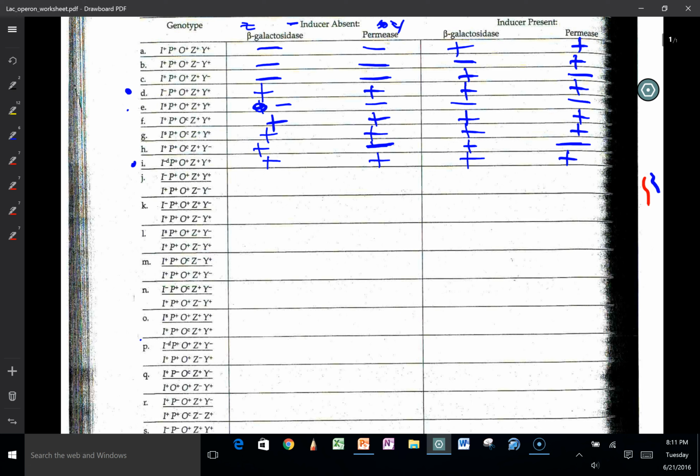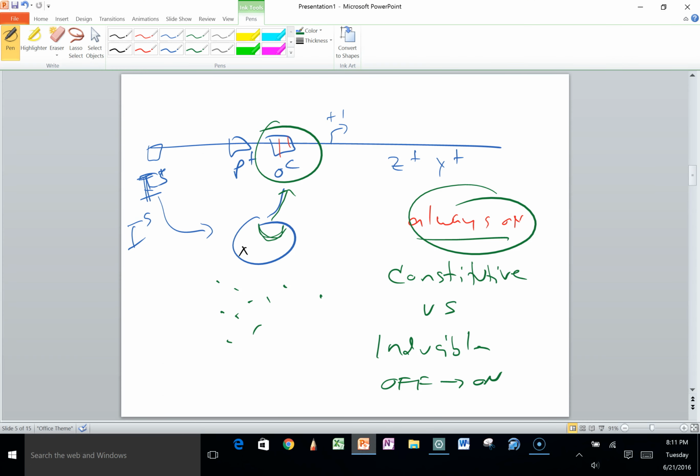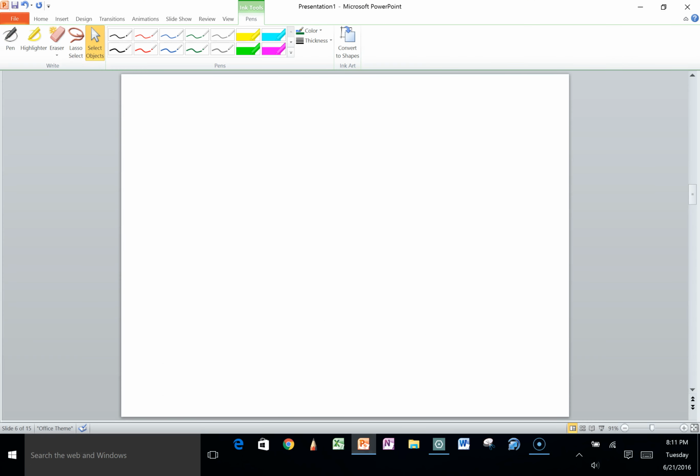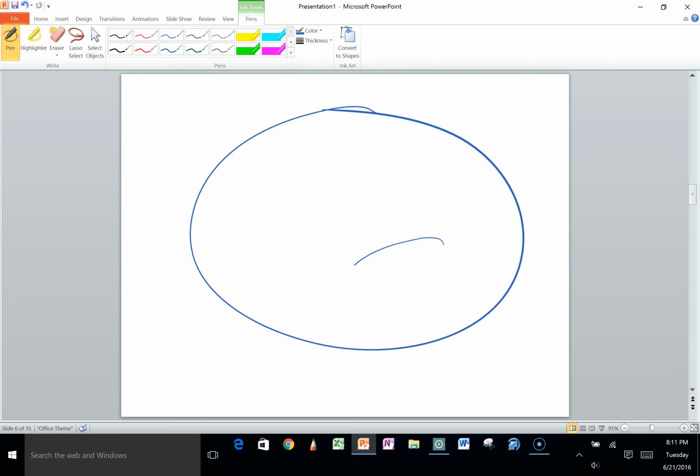Alright, so the next one, now we start, all the rest of them are these partial diploids. So now we're going to have a situation where we have a bacterial cell. The bacterial cell has its normal chromosome, but then we can put another piece of DNA in there as part of a plasmid, or sometimes it's just a fragment of DNA. And this fragment of DNA could have its own genes.